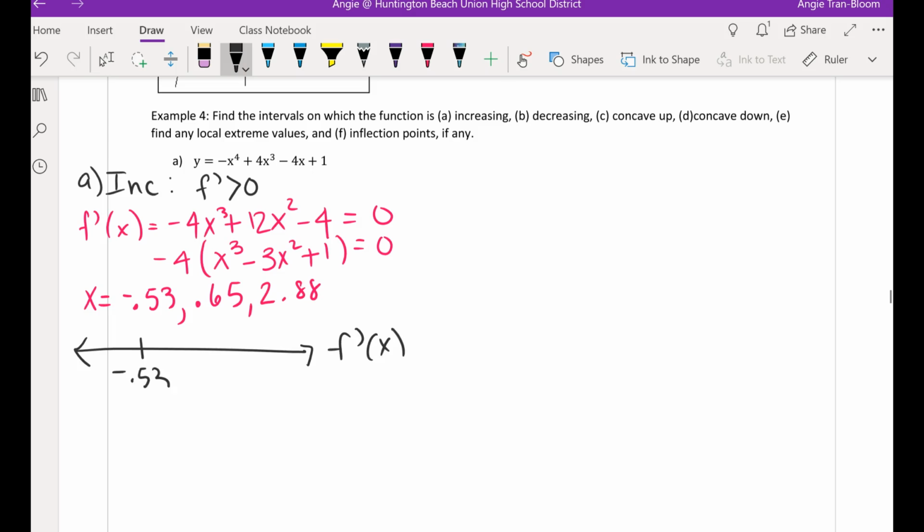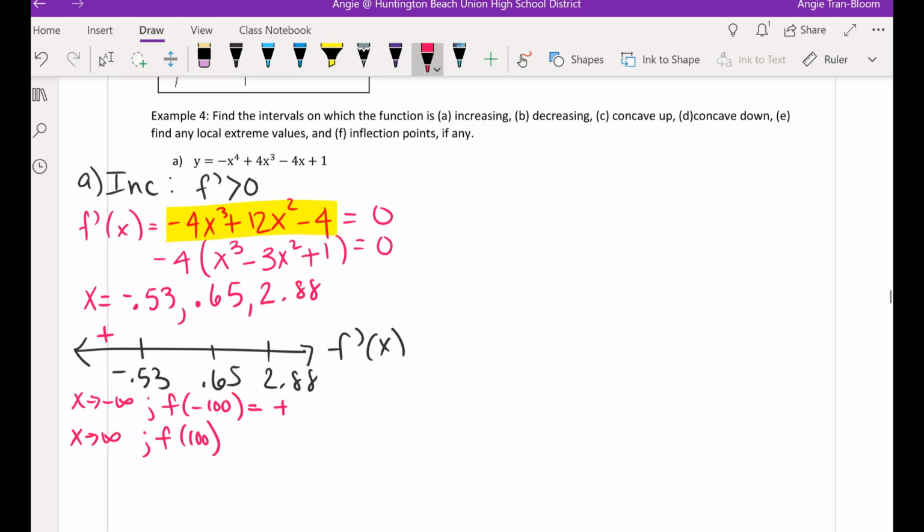I'm a visual learner, so I am going to draw a number line and see where the derivative goes. Negative 0.53, 0.65, and 2.88. All I'm going to do, guys, is use my end behavior here, okay? So, limits. As x approaches negative infinity, f of, let's say, negative 100. I'm looking for positive and negative. Negative 100 to the third is always going to be negative, times the negative in the front, so this is always positive. I'm going to do the extreme one on the positive side. So f of a positive 100: x to the third is always positive, but there's a negative in the front, so this one becomes negative.